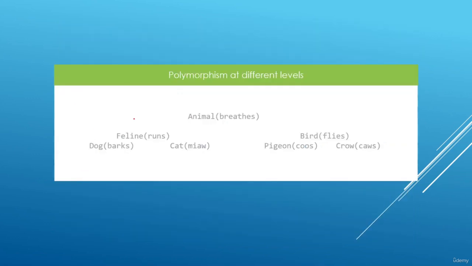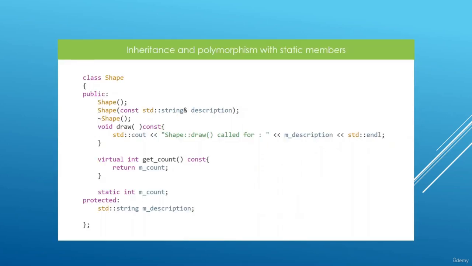We moved on and saw that we could do polymorphism at different levels. For example, we can do animal polymorphism, we can do feline polymorphism, we can also do bird polymorphism. You really need to decide where you want to do your polymorphism depending on the design that you are after in your C++ application. We saw that we could do polymorphism with static members in our classes, and we saw that it is possible to set up static members at different levels in our inheritance hierarchy.